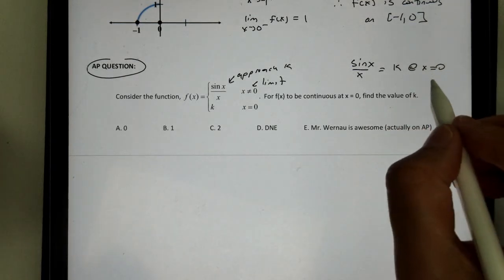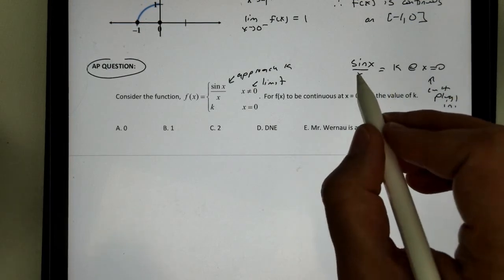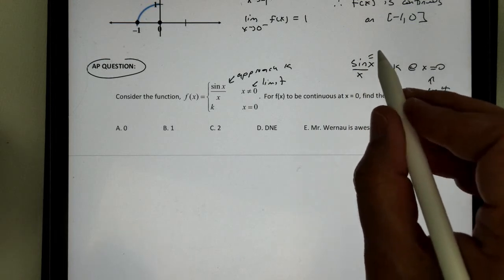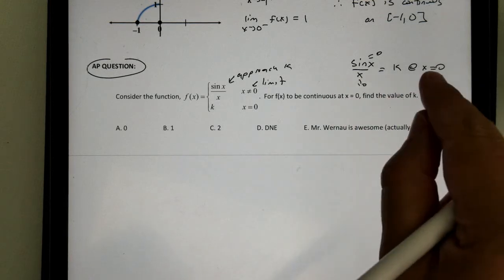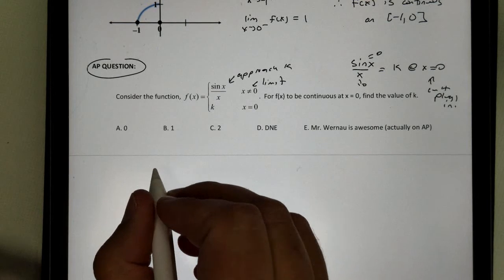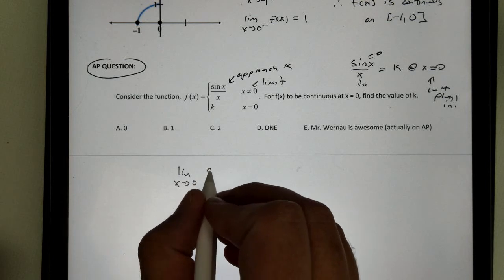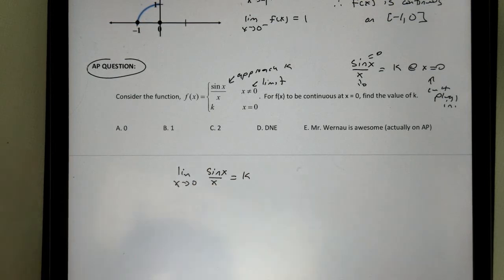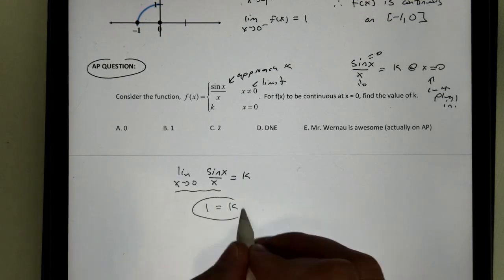Now, here's the problem. Oh no, I can't plug in. And the reason for that is because sine of 0 over 0, that's a major issue for us. That's our indeterminate. So the only way we can actually solve this one is using limits. So this is actually an example of why we need limits. I want to find out what k has to be to make this true at x equals 0. So I have to use a limit. The limit as x approaches 0 of sine of x over x equal to k. And that's easy. That's just a rule. This is 1 equals k. So the answer is going to be B.